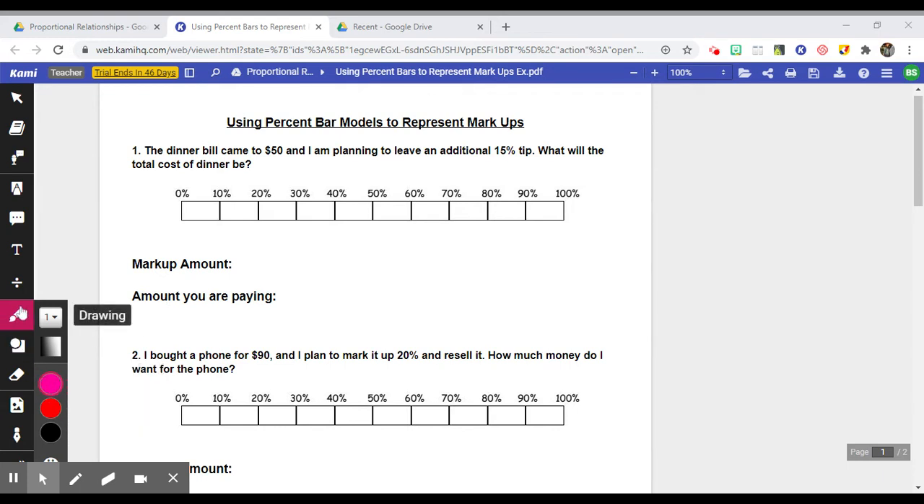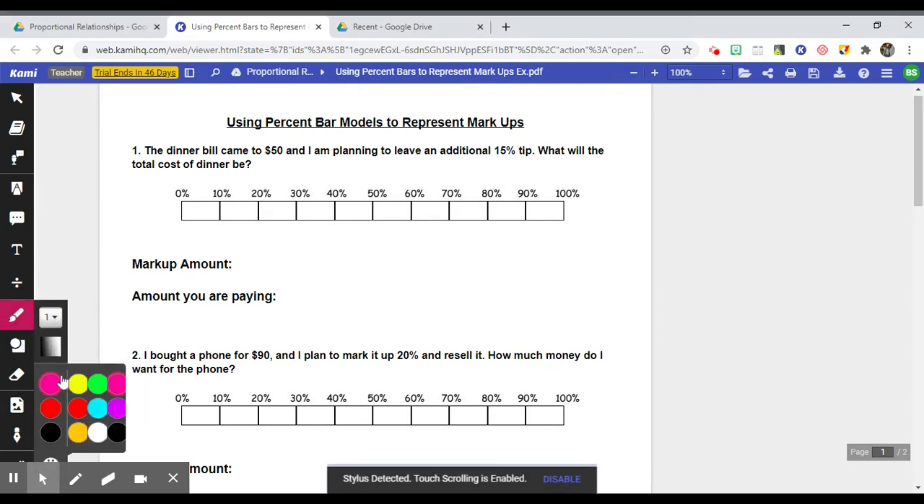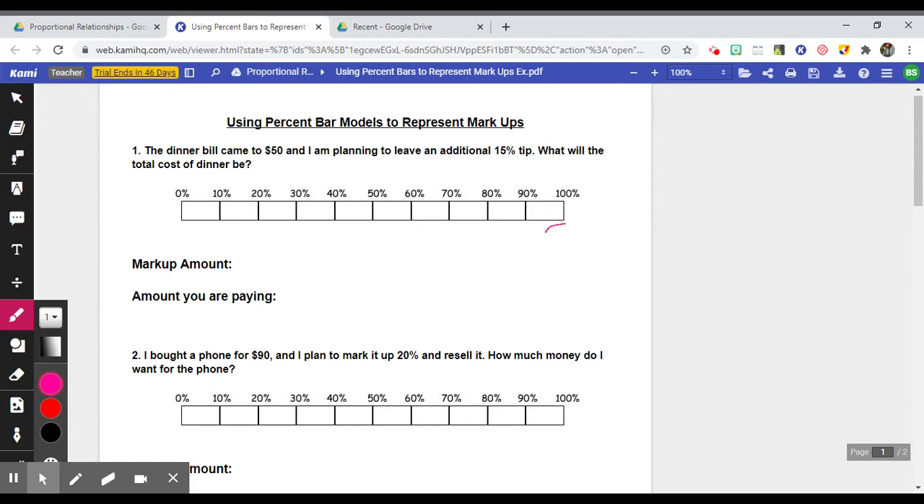So number one, the dinner bill came to $50. So we know that that is my total. Here you will see your drawing tools, and we're going to go through and put the totals and draw within our bar graph. So 50 is going to go there. And then we know that we need to split that up into 10. So 0, 5, 10, 15, 20, 25, 30, 35, 40, and then 45.